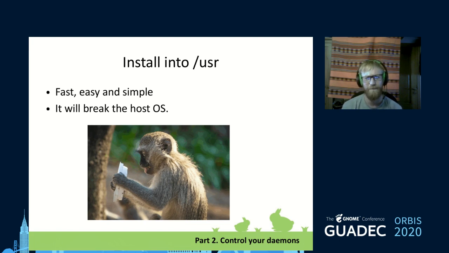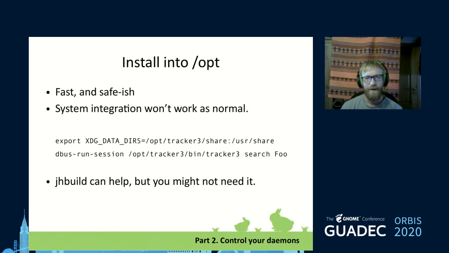You'll think, no, this can't possibly break it. I'll just try this, and then it will break, I promise you. So what else can we do? We can install into /opt. This is a path where we often install software that doesn't come from the distribution. It's also fast. It's safe because it's separated from the distribution.